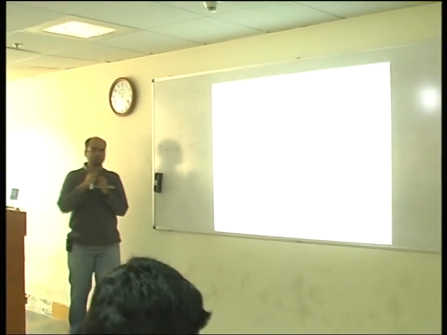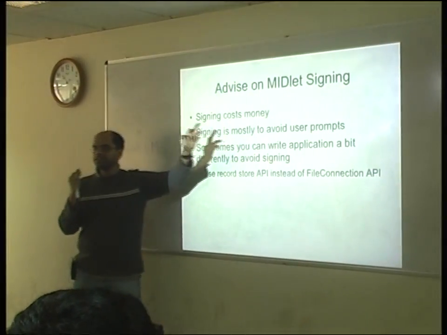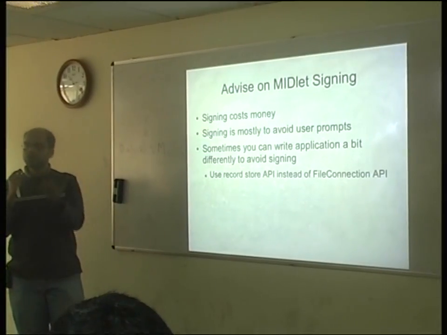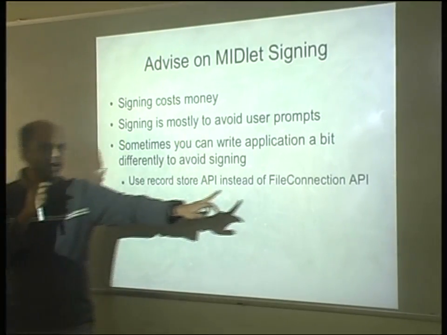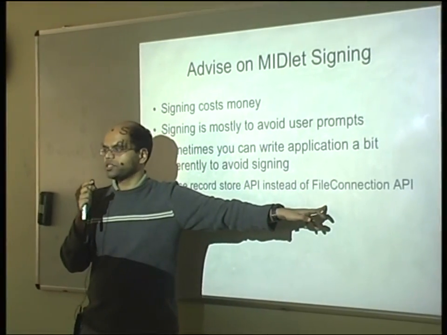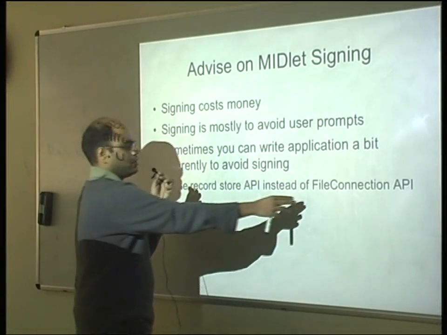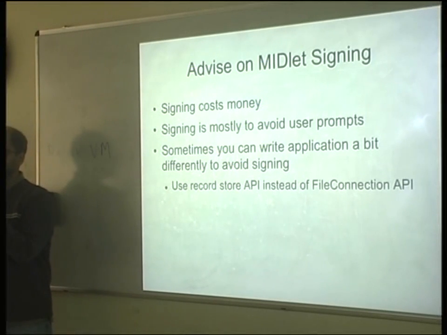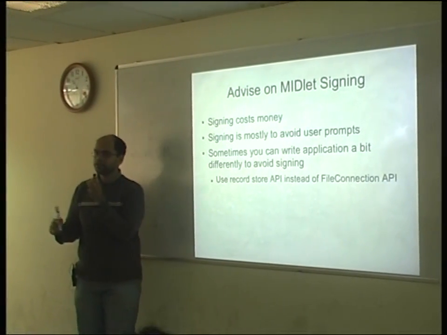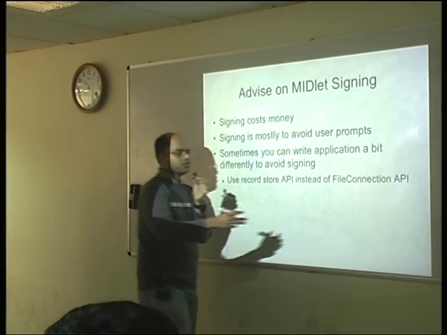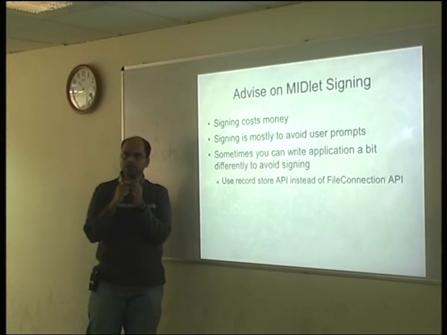So, of course, signing costs money. Signing is mostly to avoid user prompts, of course, but then it's a time-consuming process. So, I would recommend that when you write the operations, for example, if you want to store something, file connection is a sensitive operation. So, you will get lots of prompts and so on, right? So, instead of file connection, you use a store API. There is something called the record store API. So you typically use that to store anything which is persistent, right? Instead of storing it in the file connection. So that's how you can have fewer prompts to the user and also avoid signing if you want to sign.